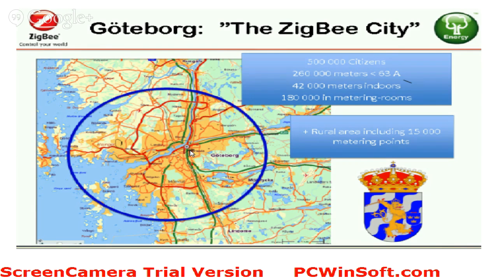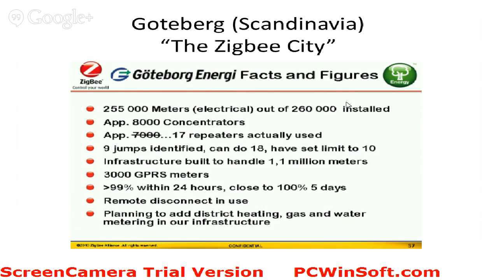There is one city, Gothenburg in Scandinavia. It is a Zigbee smart city. The entire water metering, power metering is done remotely using Zigbee. It's a city of 5 lakh citizens, there are around 2 lakh 60,000 meters, of which 42,000 are indoor, and there are 1 lakh 80,000 in metering rooms. There is also rural area, so that it is entirely connected. You can go to the net and see a lot of details about this.